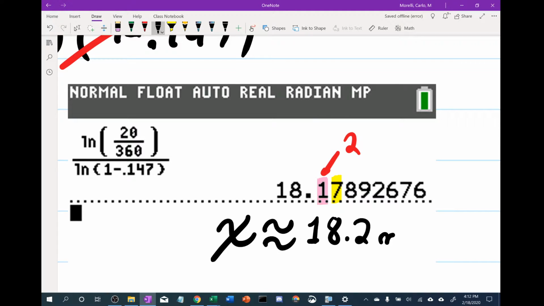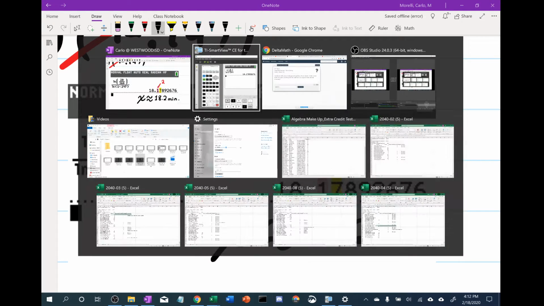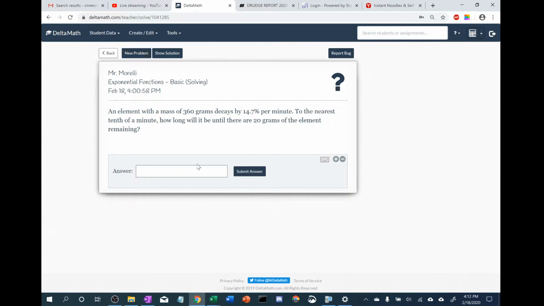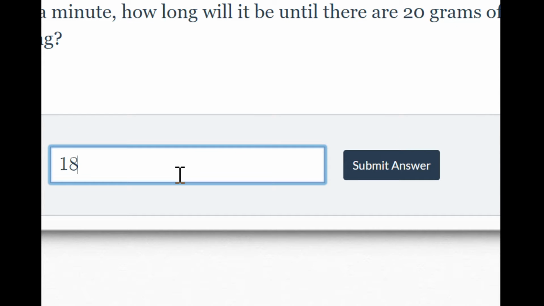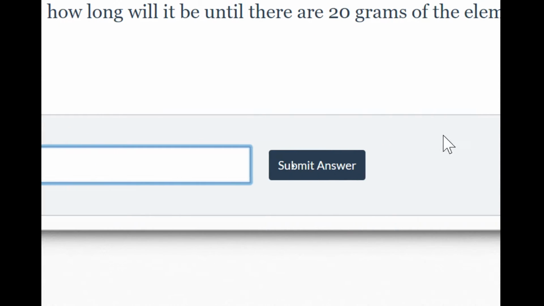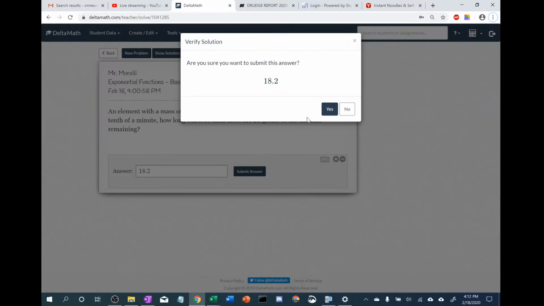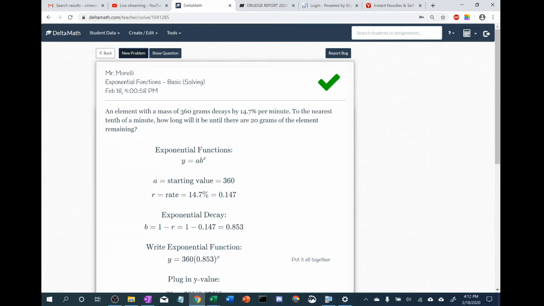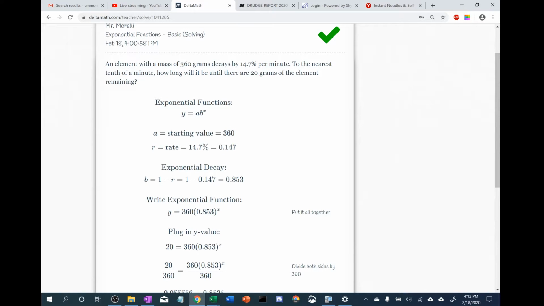So this little 1 needs to become a 2. So what we'll say here is x is approximately equal to 18.2 minutes. All right, so let's go back to Delta Math and see if that's right. 18.2. Here we go. 18.2. Submit answer. Let's see if we're right. And we're right. So that is how you do that problem.